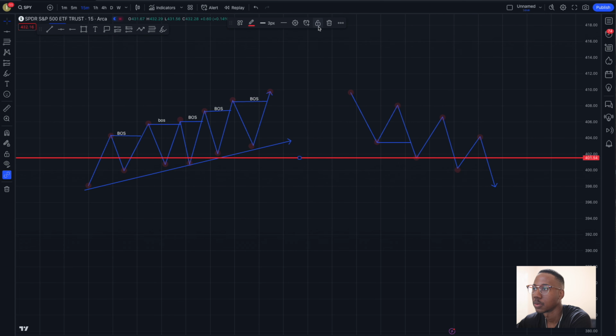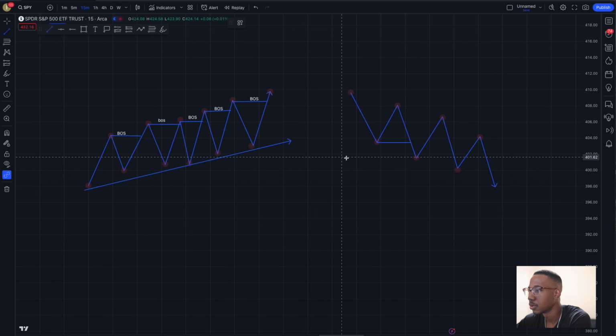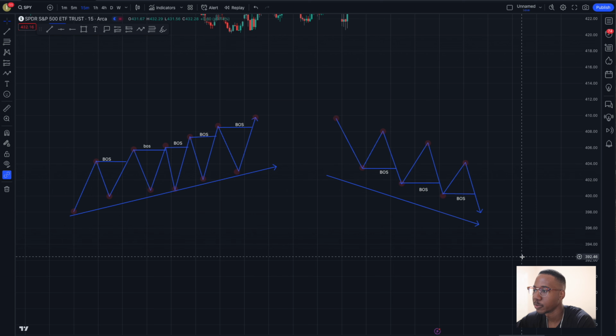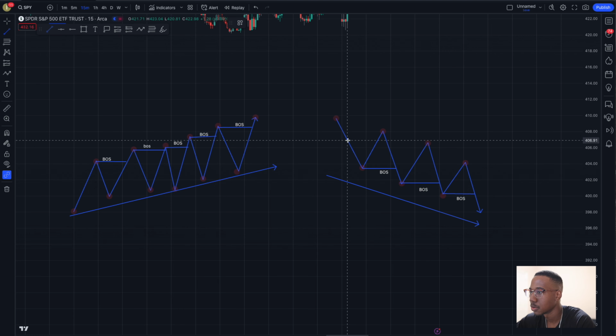Oh, hit the wrong one. Another one to the downside right here. And yet last we have another break of structure. And then of course with this we have a downtrend. All right, so we got our break of structures labeled. And when it comes to trading the downward trend, you got your break of structure here. So right here, you get your structure break, then you get your pullback.